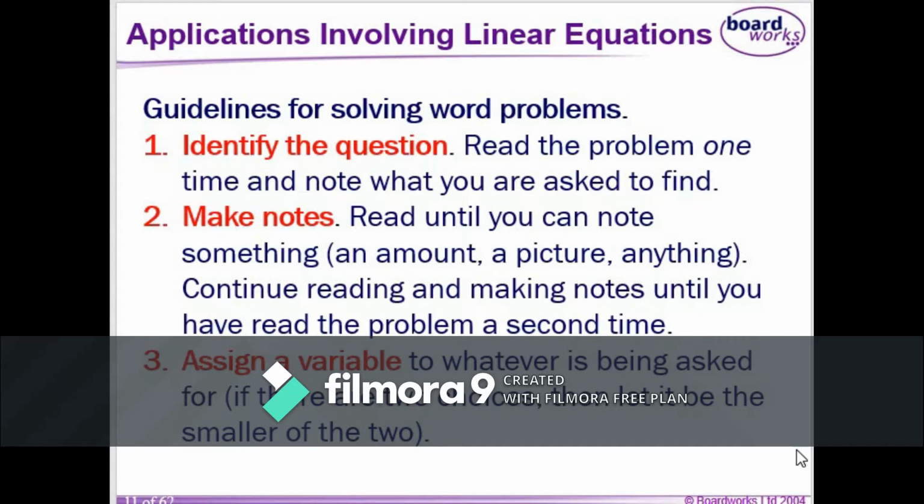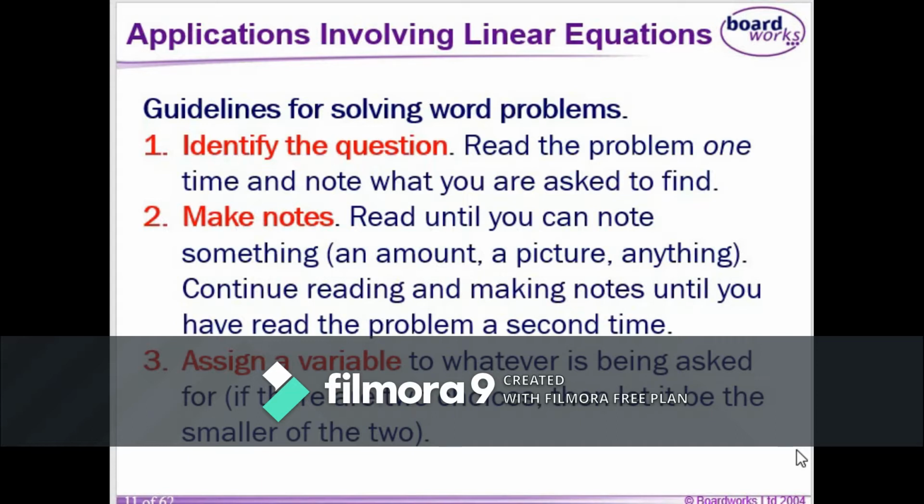So the first thing that you need to remember is to identify the question. Of course, when you read a word problem, you must understand what is being asked. This is very important. Why? Because if we do not understand what is being asked in a certain word problem, we might have a different or incorrect linear equation. So it's really important that we read the problem one time and note what you are asked to find.